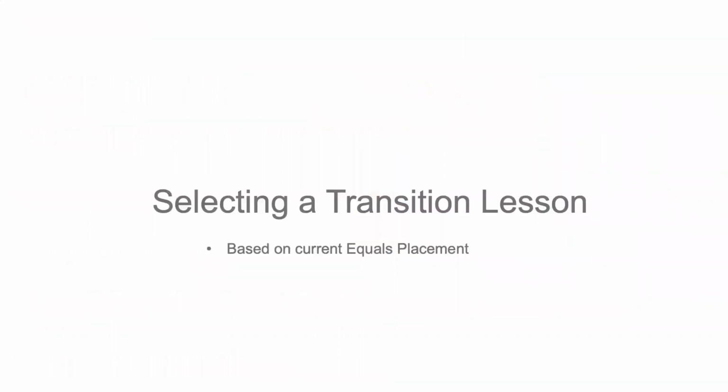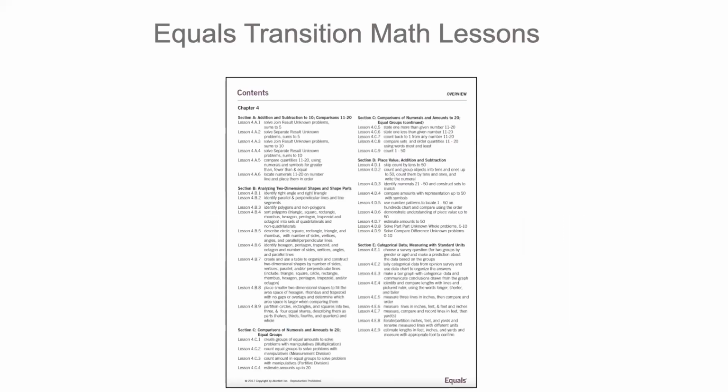So we're first going to discuss how to select a transition lesson. It is important to know that identifying which transition lesson to begin with is based on a student's current Equals placement. Equals Math should still be your primary math lesson. However, within a chapter, there are certain Equals lessons that have a transition lesson tied to it as a way for students to see that math concept from a transition lens.